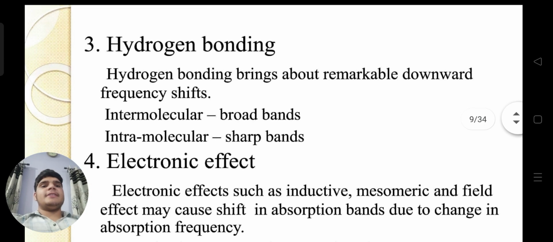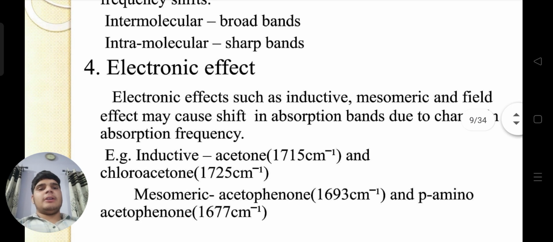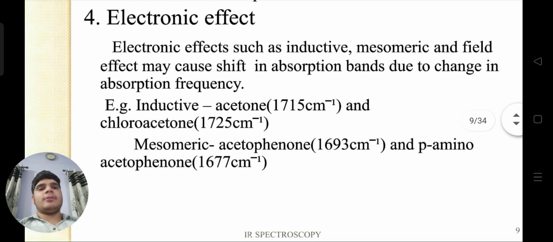The third factor influencing is hydrogen bonding. Hydrogen bonding brings about remarkable downward frequency shifts. In the intermolecular case, broad bands are observed, whereas in the intramolecular case, sharp bands are observed. Here intermolecular refers to between two molecules of the same atoms, whereas intramolecular is within the same molecule.